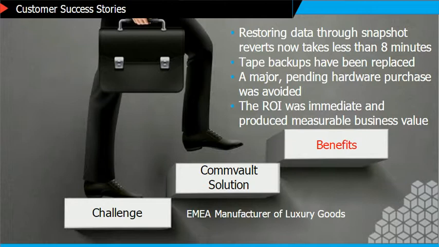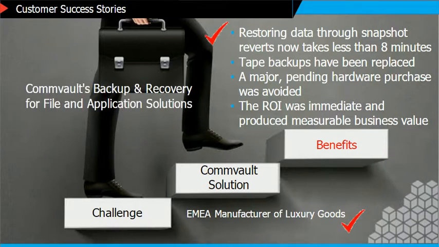Tape backups have been replaced, and 95% of all backup data is now disk-based and snapshot managed. The customer was able to avoid a pending major hardware purchase while improving results at the same time. The ROI on the Commvault solution was immediate, and the benefits of Commvault's backup and recovery for file and application solution produced measurable business value. Real customers, real results, all with Commvault's backup and recovery for file and application solutions.